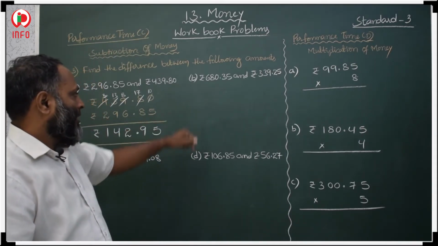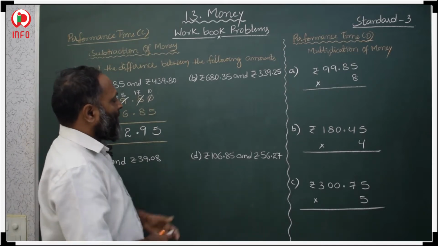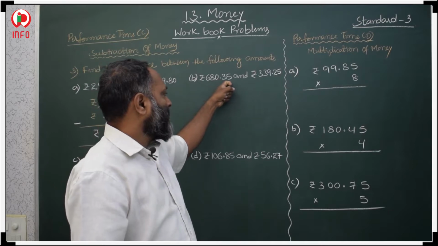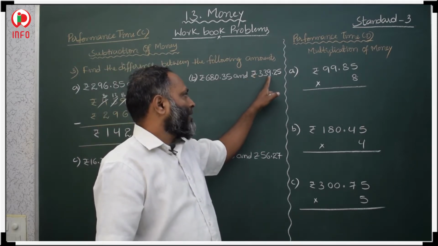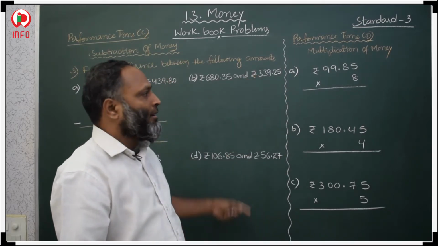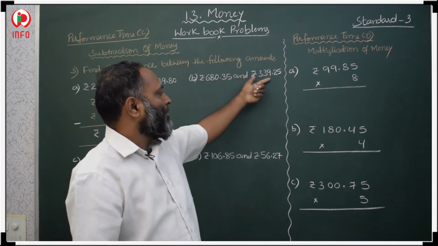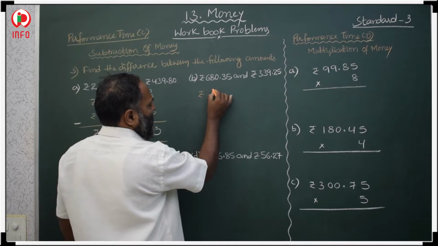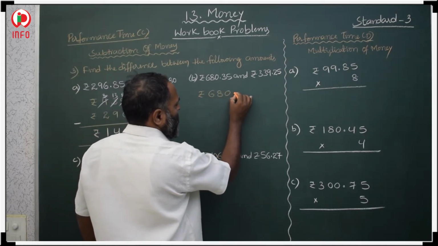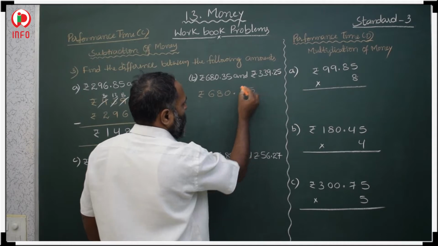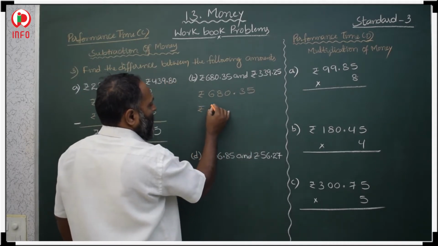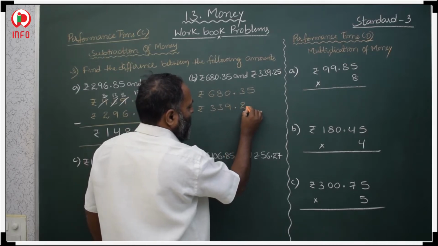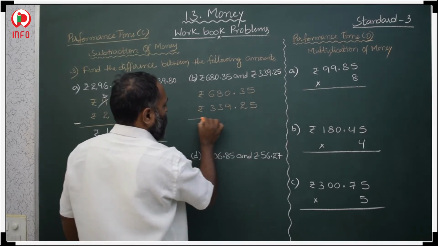Okay, here, the second question. The first amount is 680 rupees 35 paisa. Second amount 339 rupees 25 paisa. This is the bigger amount, this is the smaller amount. First we take 680 rupees and 35 paisa, and the second amount is 339 rupees 25 paisa. Now subtract.